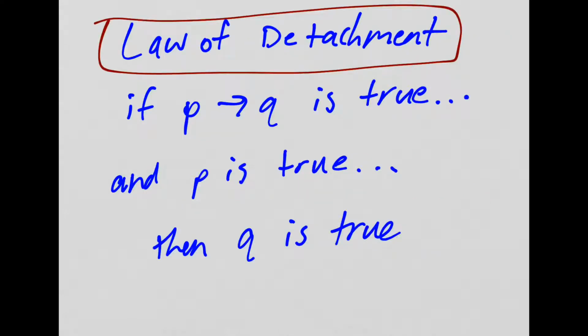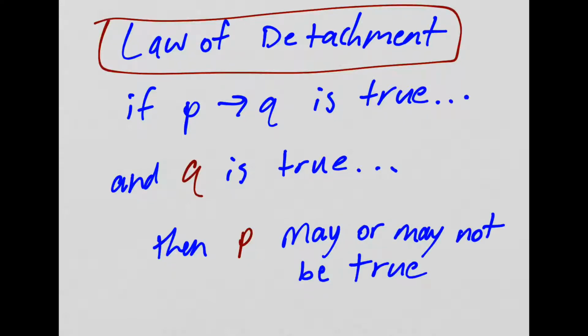For the law of detachment, it seems pretty straightforward, but if P then Q is true, and we know that P is true, then Q is true. If our hypothesis is true, then our conclusion has to be true. This is how you form a valid conclusion using the law of detachment. If we try to reverse things and say that our conclusion is true, then our hypothesis may or may not be true. If we tried to say that it was for sure, that's an invalid conclusion.